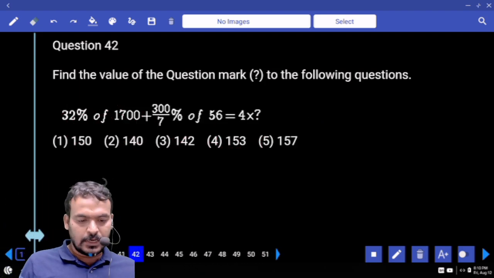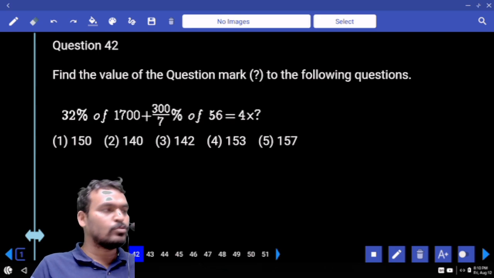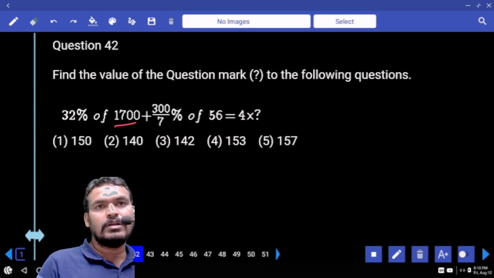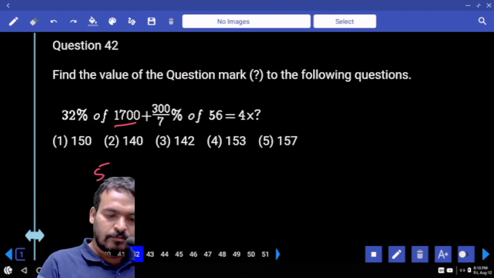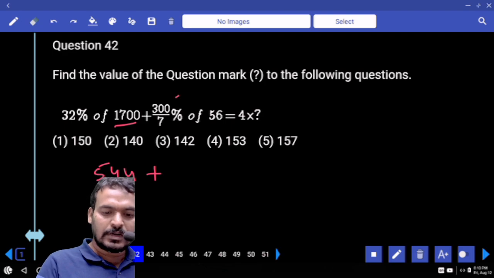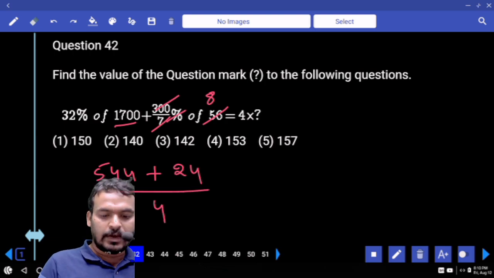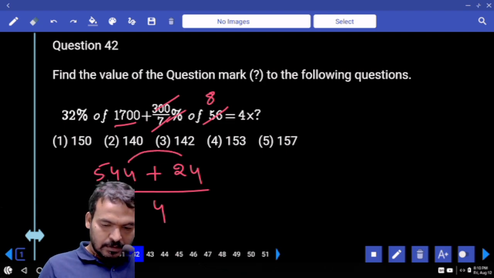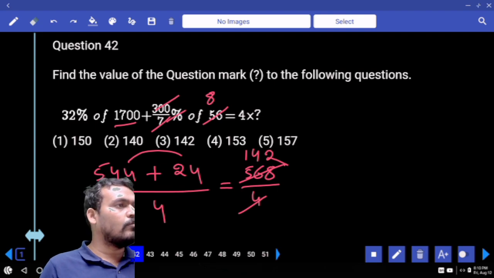Next question number 42. 32% of 1700. Nothing but 30% plus 2%. What is the 10%? 170. 30% is 510. 2% is 34. Total 544. Plus 300 by 700. Nothing but zeros are cancelled. 7 almost 8 times. 3 eights are 24. Divide by how much? 4. 544 plus 24? 568. Divide by 4. 4 how many times? 1, 4, 2. 142.